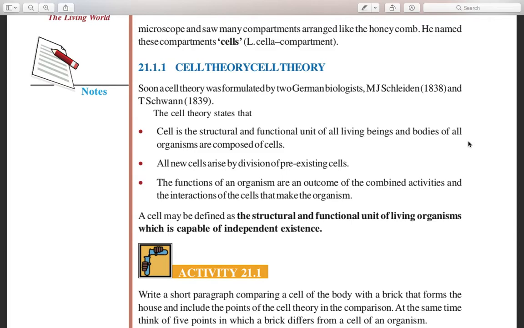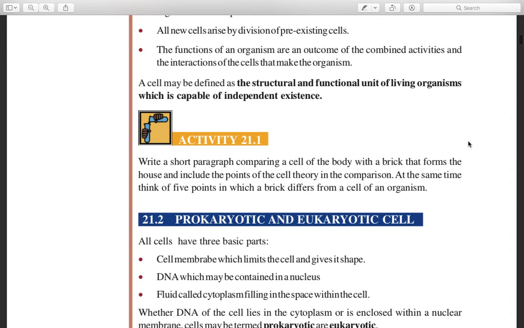So we know that cells are there, then how are new cells formed? The theory is that these new cells arise from division of the pre-existing cells. The third point is that the functions of an organism are an outcome of the combined activities and the interaction of the cells that make the organism. So the function of an organism is basically the combined activities of the cells and also the interaction between the cells.